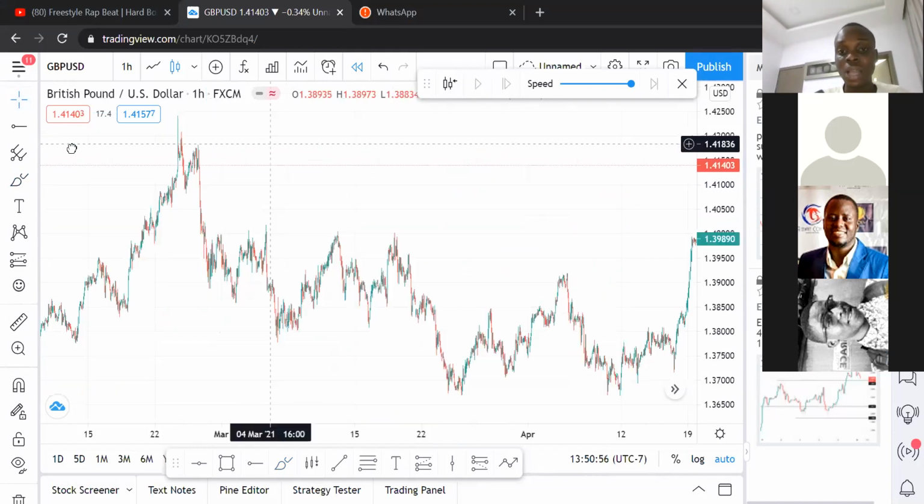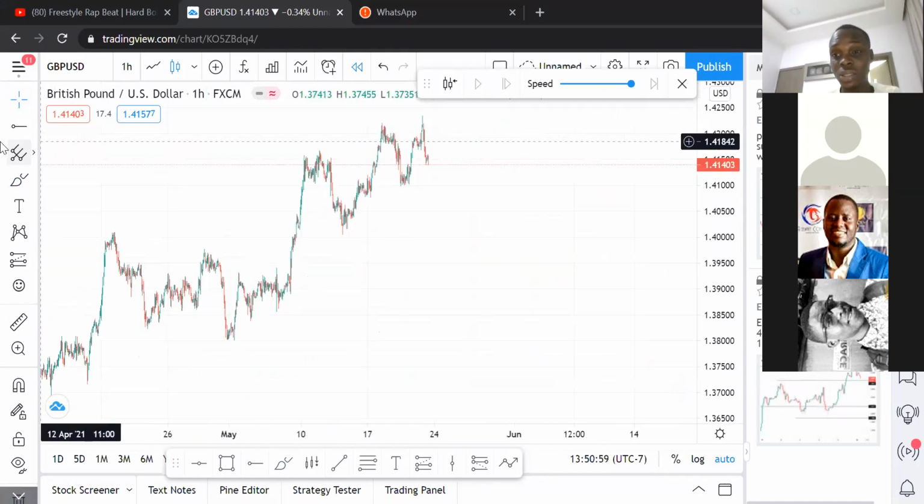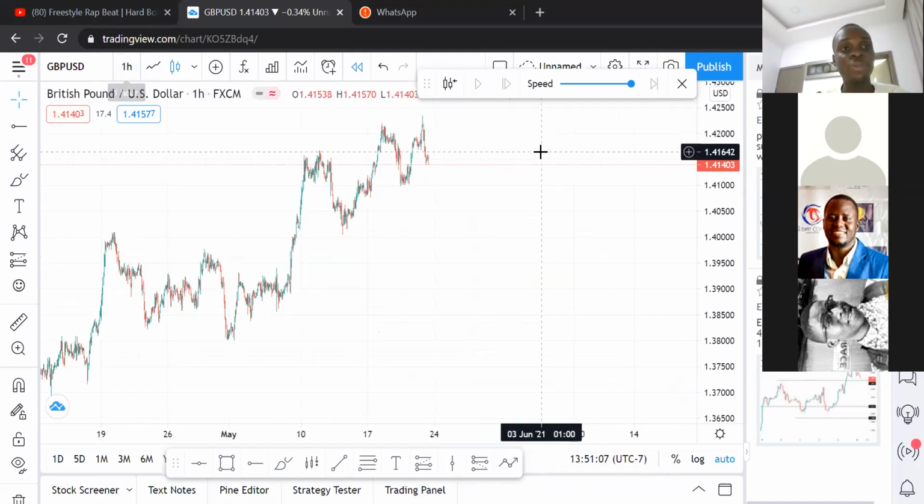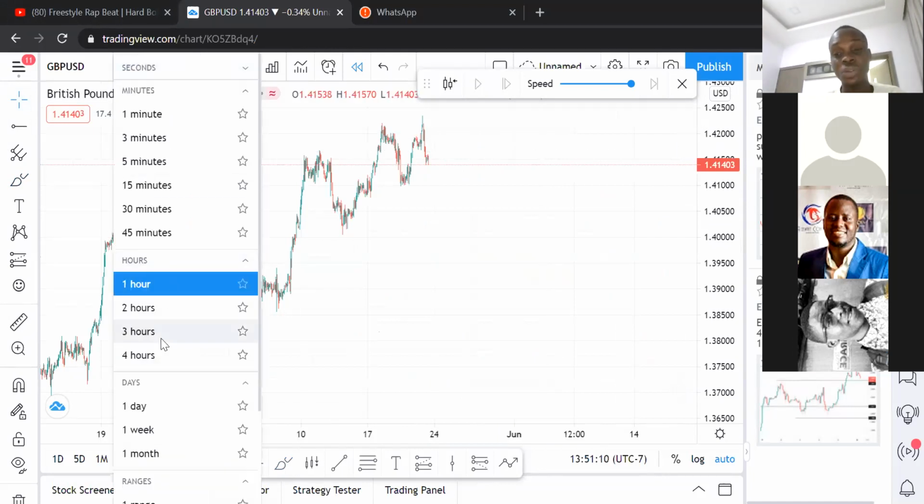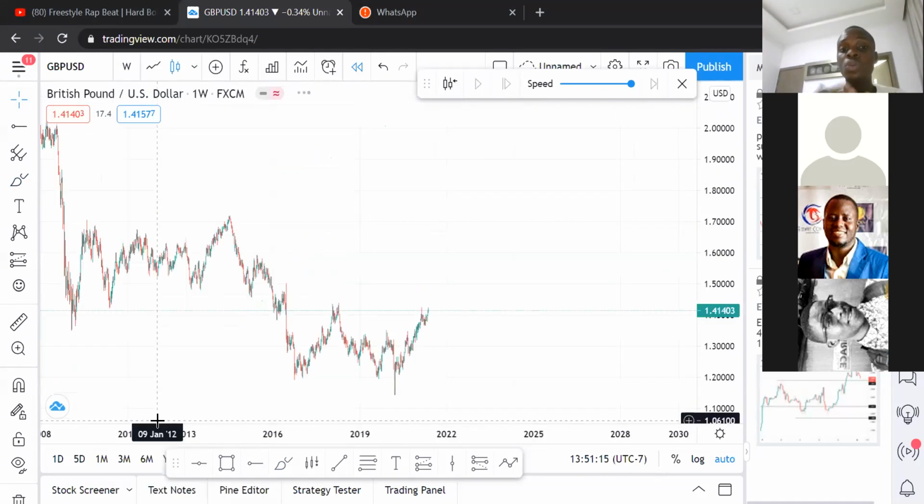Now I'm trying to teach you how to place trades, how to trade. The first thing you do is when you open your chart, I advise you to check from your weekly time frame to know where the market is going. Once you check from your weekly time frame, you check from your daily. Don't just jump to the 2 minutes or the 1 hour. Know what the market is doing from the higher time frame to the lower time frame, for you to be able to predict what the market is going to do.